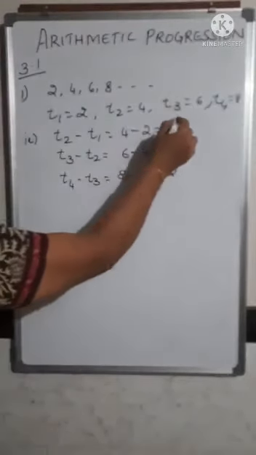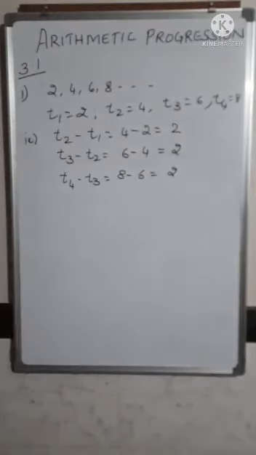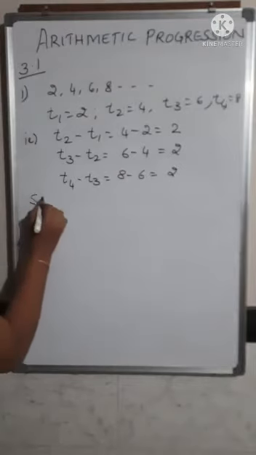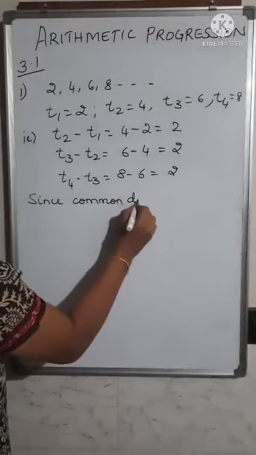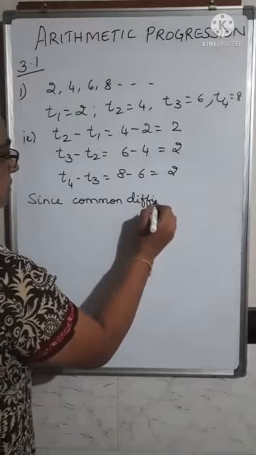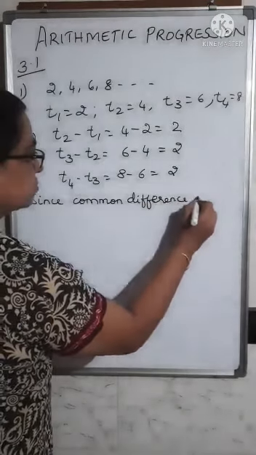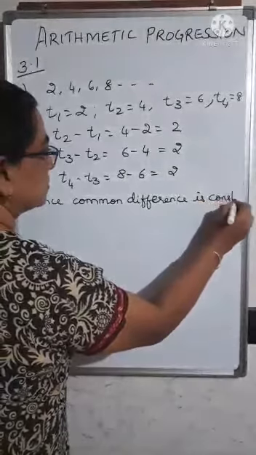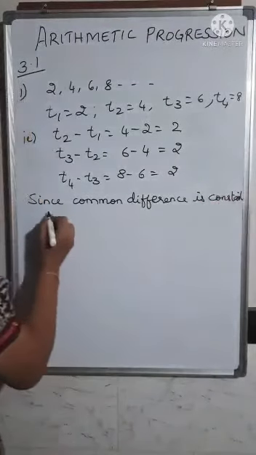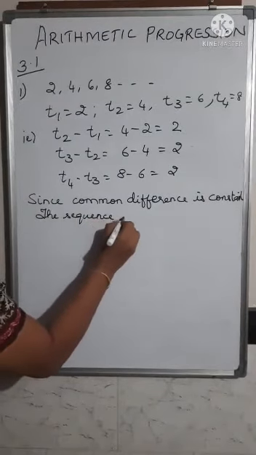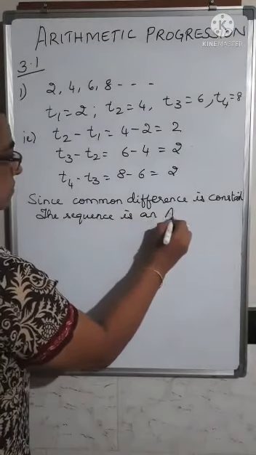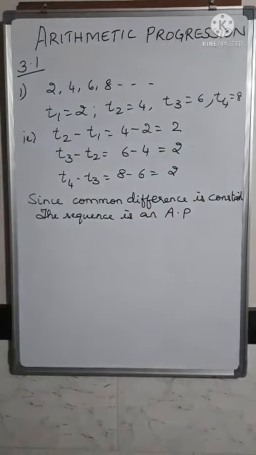So when you look at this, the common difference is a constant. So what you have to write is, since the common difference is constant, the sequence is an AP. So like this you have to find out the common difference and tell whether it is an AP or not.